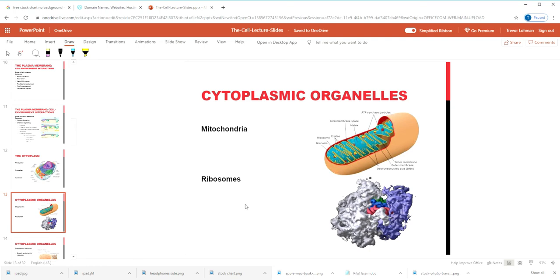It has two membranes. So the job of this organelle is to take pyruvate, which is a byproduct of glycolysis or anaerobic respiration, to take pyruvate and turn it into ATP, water, and carbon dioxide. So you take oxygen and pyruvate and turn it into ATP, water, and carbon dioxide. This is where aerobic respiration occurs. It's where the bulk of our ATP or cellular fuel is produced.